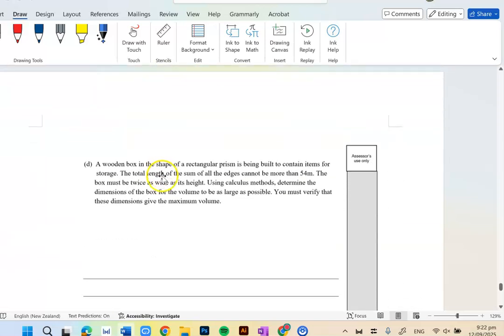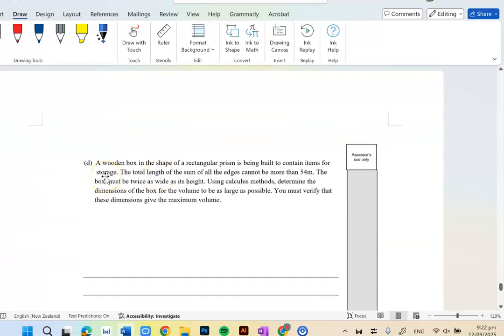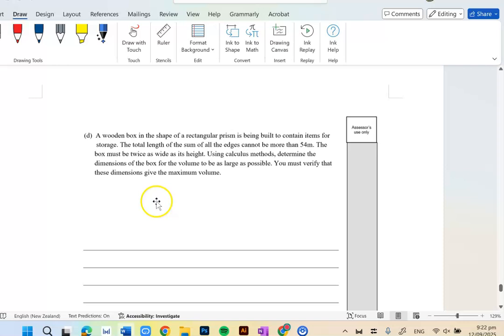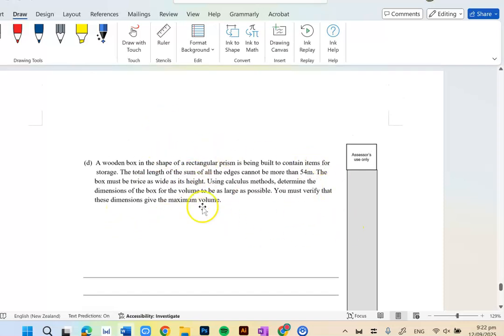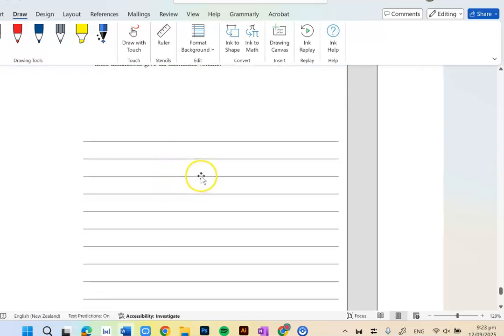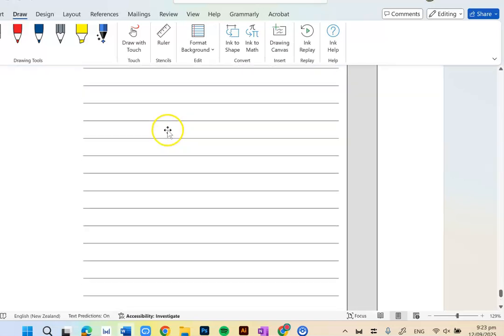I'm going to do question D in another video because this question is a very difficult one. It's quite a long one and it's also a double excellence question. Go figure. So I will do this in another video. I'll probably just do this whole question in one video because this is the last question of the whole exam.